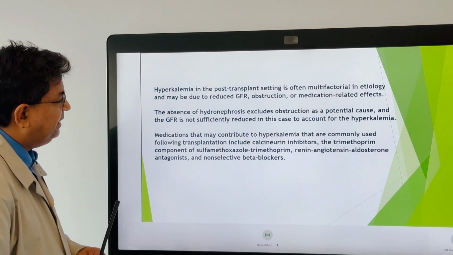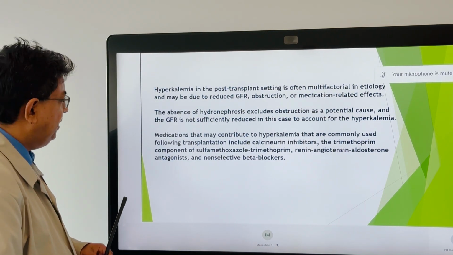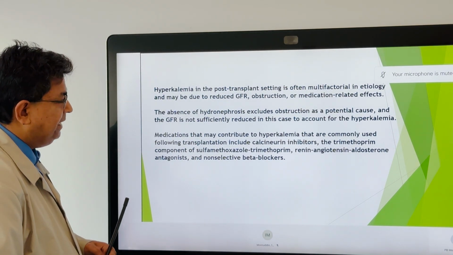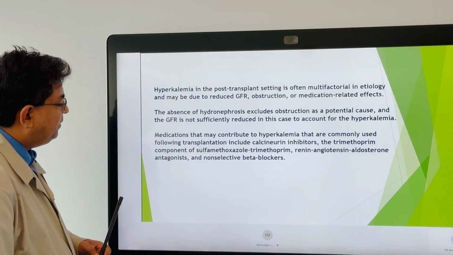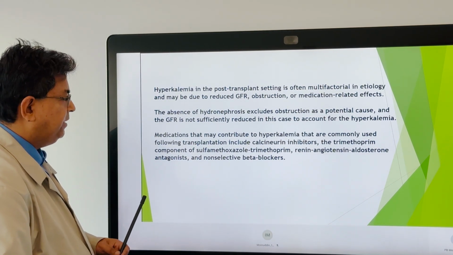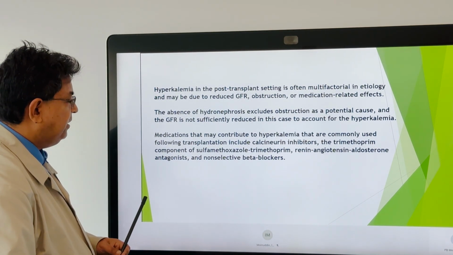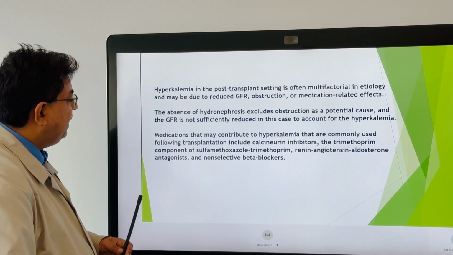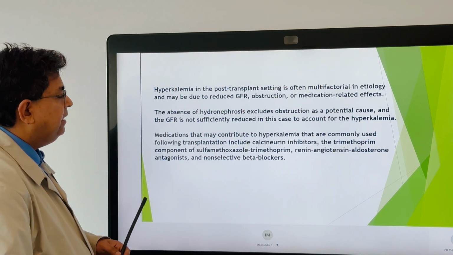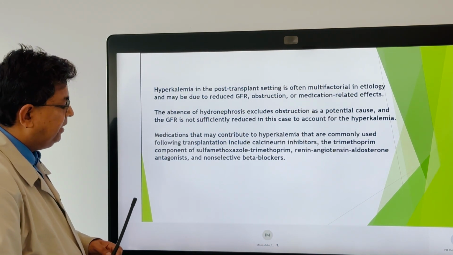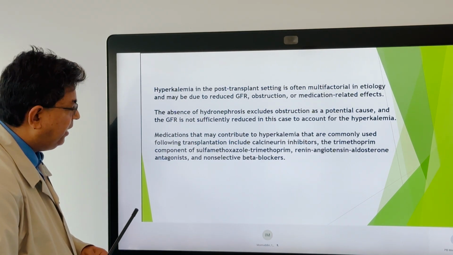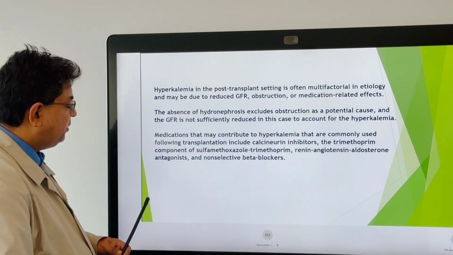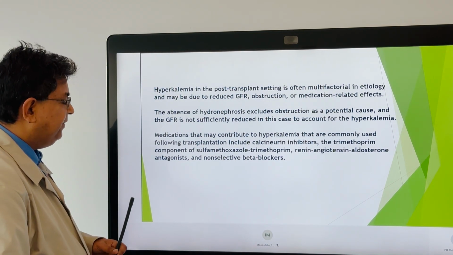Hyperkalemia in the post-transplant setting is often multifactorial in etiology and may be due to reduced GFR, obstruction, or medication-related effects. The absence of hydronephrosis excludes obstruction as a potential cause, and the GFR is not sufficiently reduced in this case to account for the hyperkalemia. Medications that may contribute to hyperkalemia that are commonly used following transplantation include calcineurin inhibitors, the trimethoprim component of sulfamethoxazole-trimethoprim, renin-angiotensin-aldosterone antagonists, and non-selective beta blockers.